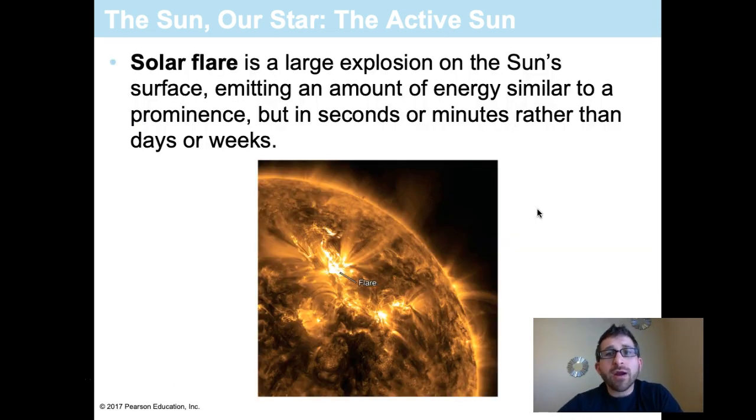A solar flare is caused when a large explosion of the sun's surface emits a large amount of energy, and it's very similar to a prominence. So a flare here on the surface can release energy in great amounts in very, very short periods of time.